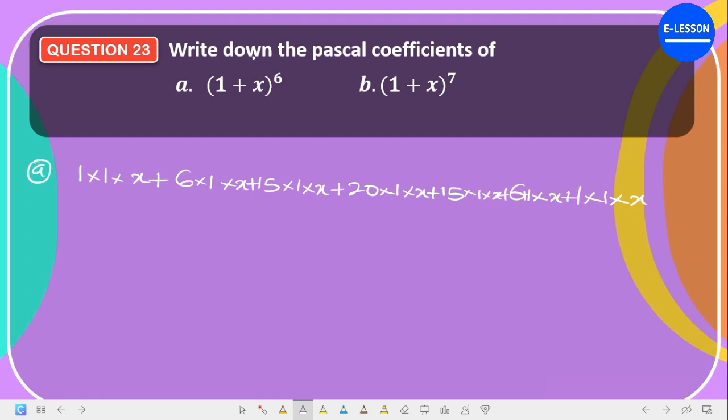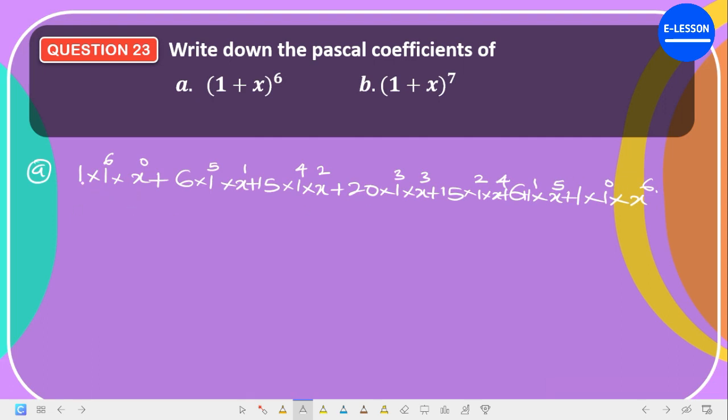Now, the highest power you have here is 6. When one is increasing, the other one is decreasing. So for the first case, here will be raised to the power of 6, here will be 0. Then here will be 5, here will be 1. Here will be 4, here will be 2. This one will be 3, here will be 3. Here will be 2, here will be 4, here will be 1, here will be 5, and finally here will be 0, and here will be 6. Are we getting it now?